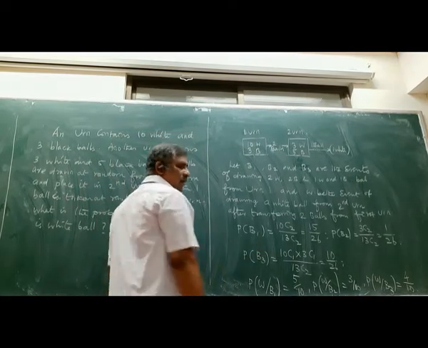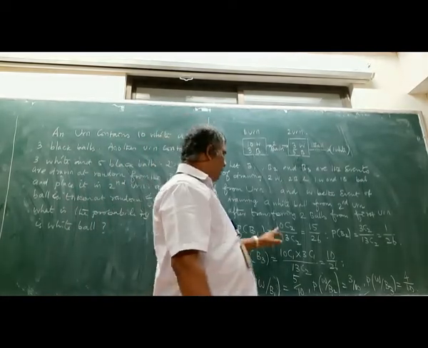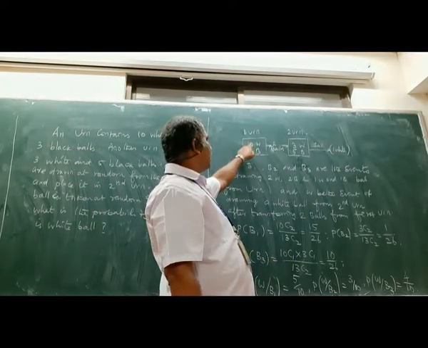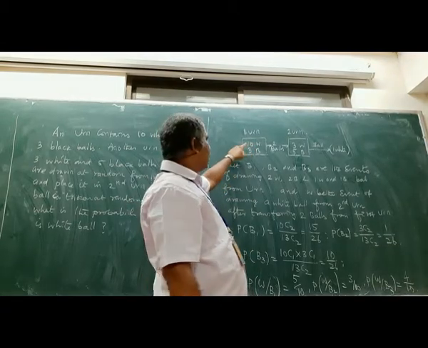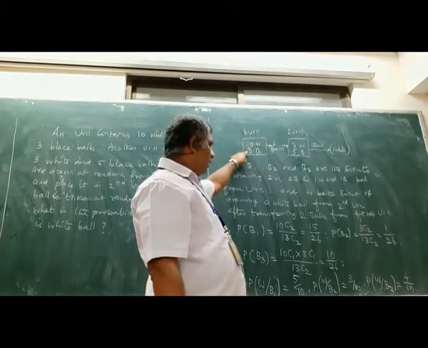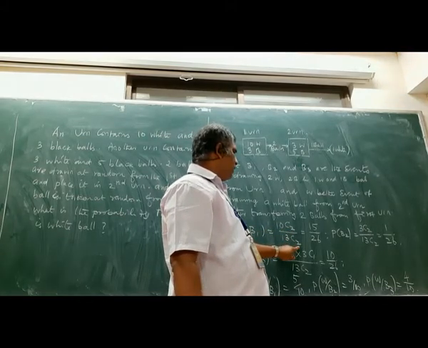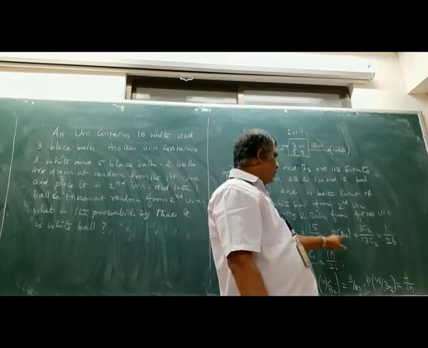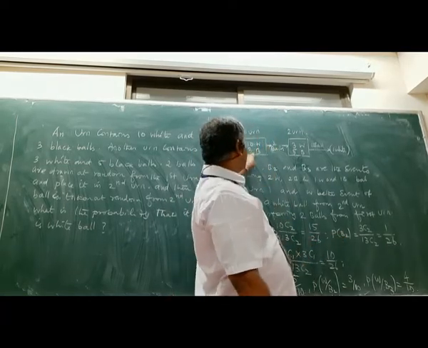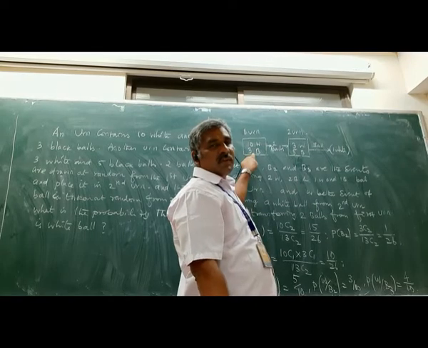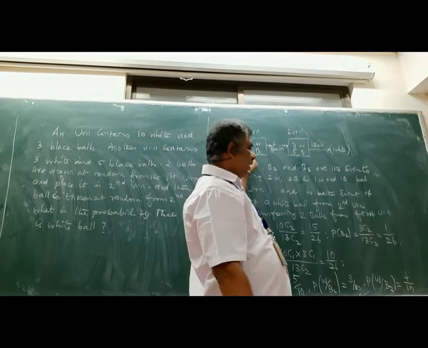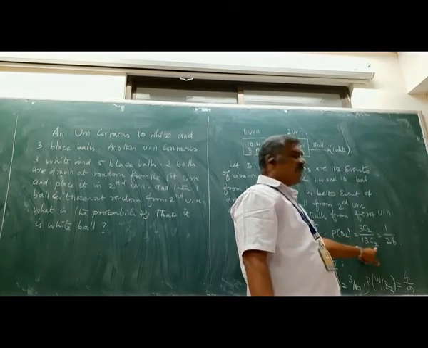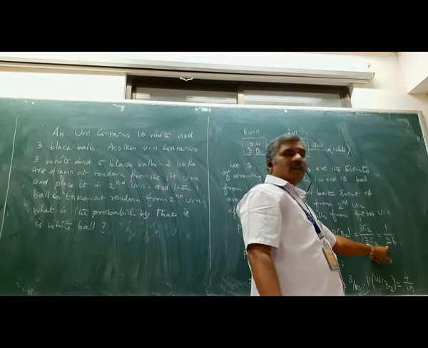Probability of B1 is 10C2 by 13C2, since we are taking 2 white balls out of 10 white balls, but the total number of balls is 13. Therefore, 10C2 by 13C2 is equal to 15 by 26. Similarly, we can calculate drawing the 2 black balls. How many black balls are there? 3 black balls are there. Out of 3 black balls, we are drawing 2 black balls, and the total is 13. Therefore, probability of B2 is 3C2 by 13C2, that is equal to 1 by 26.